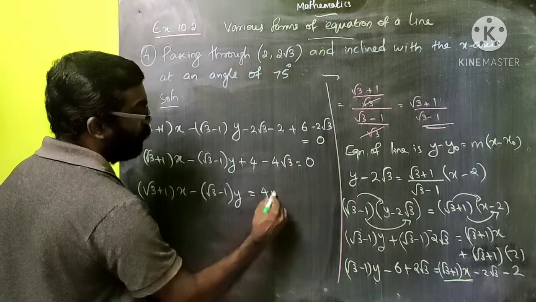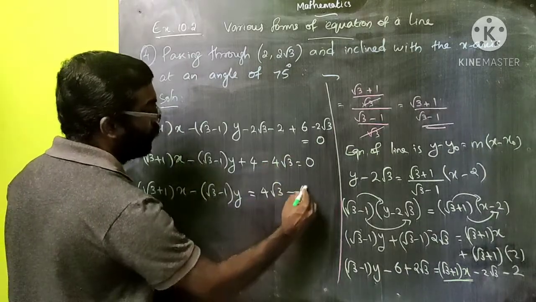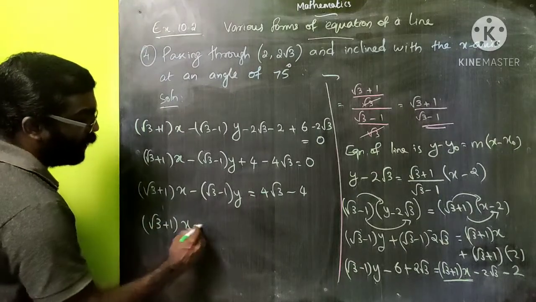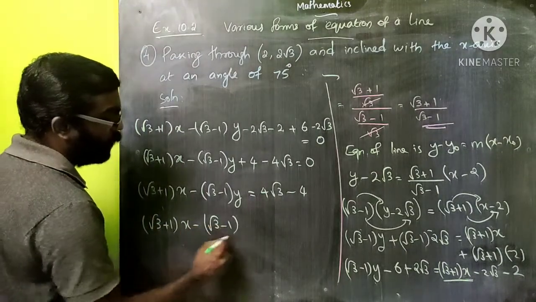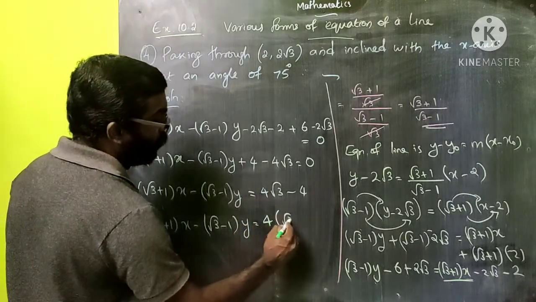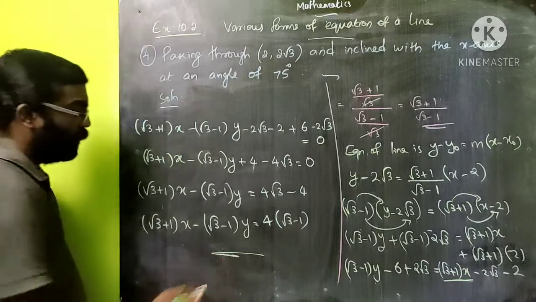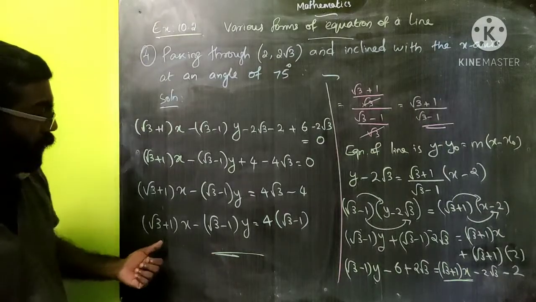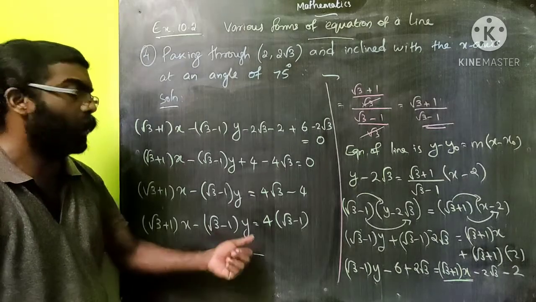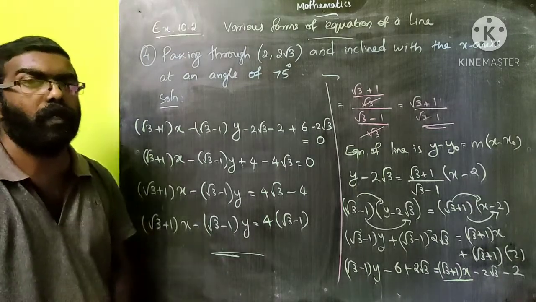We can take to the right side, 4 root 3 plus 4 minus 4. That is (root 3 plus 1) into x minus (root 3 minus 1) into y is equal to 4. We can take common 4 into (root 3 minus 1). This is the final answer. Equation of the given line is (root 3 plus 1) into x minus (root 3 minus 1) into y is equal to 4 into (root 3 minus 1).